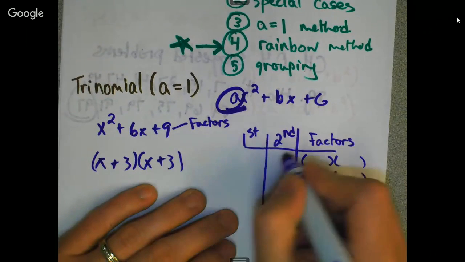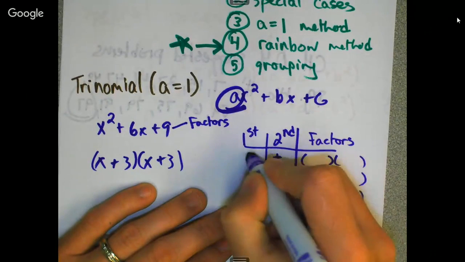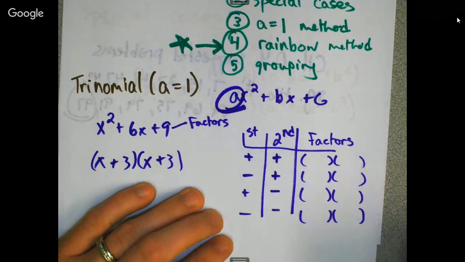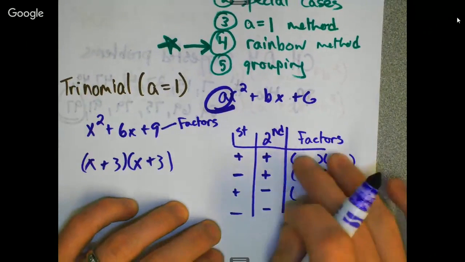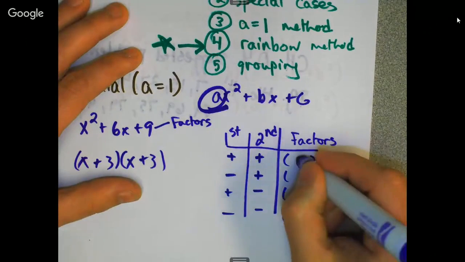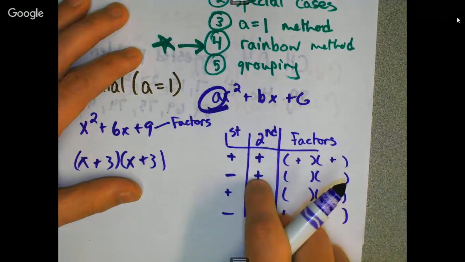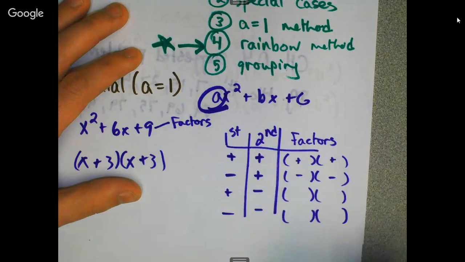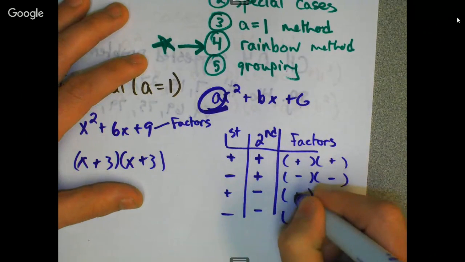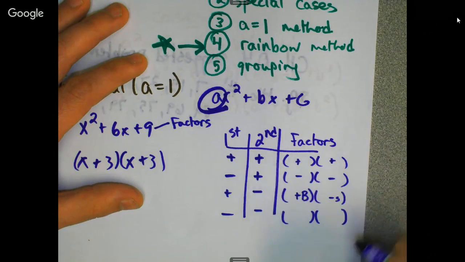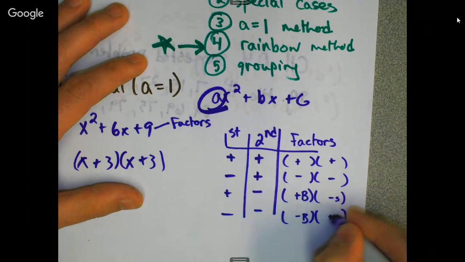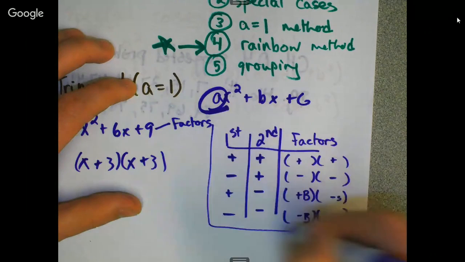For my sign chart here, I can have a plus, plus, a plus, minus, a minus, plus, and then minus, minus. This will help us figure out what signs go in our factors. This means they're the same and they're both positive. This means they're the same and they're both subtraction. This will tell you they're different and the bigger number has a positive, so that'll be plus big minus small. And this will be different and the bigger one has a minus: minus big plus small. This is super important to know right here.